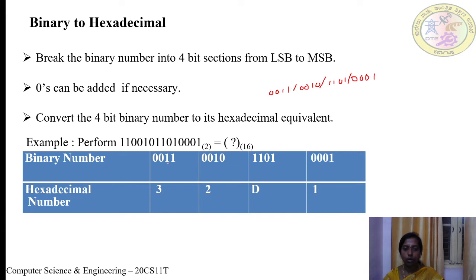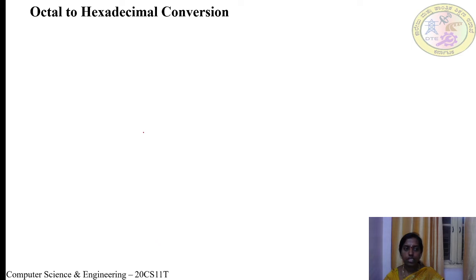So 0011, the equivalent hexadecimal number, can be written as 3. 0010 can be written as 2. 1101 can be written as D, and 0001 can be written as 1. Hence, the equivalent hexadecimal number is 32D1 base 16.